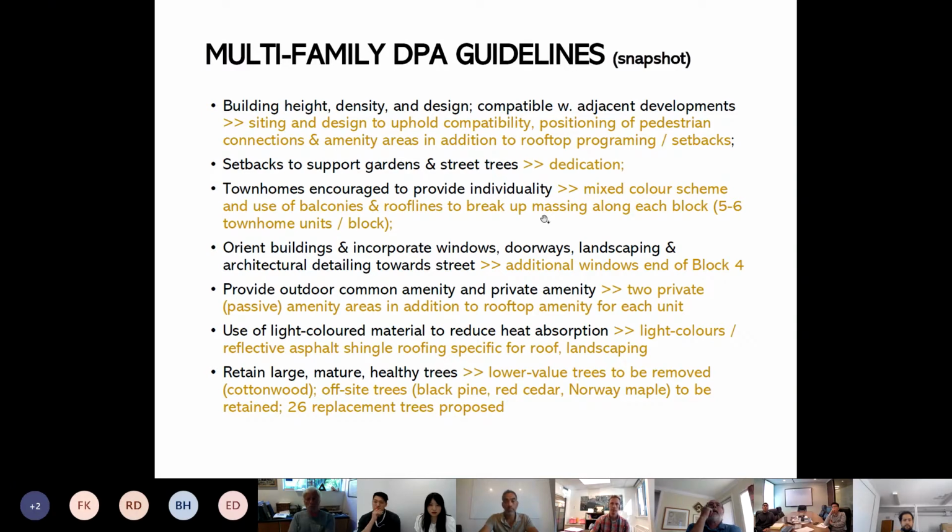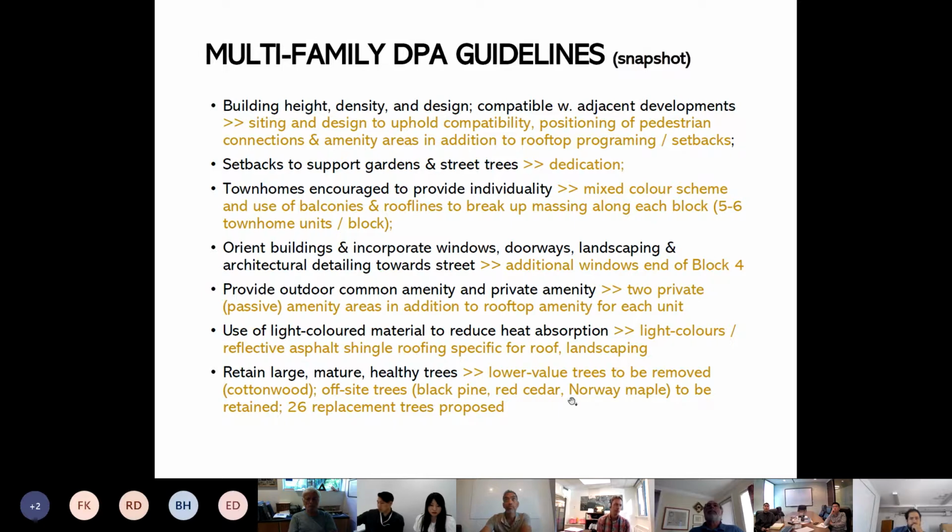The design of townhomes is encouraged by the guidelines to have individuality. We look for the panel's feedback on that component, but they have introduced a mixed color scheme, the use of balconies on the front, in particular along Stayte Road, and roof lines to break up massing along each block. The guidelines point to not wanting townhome blocks that are more than 5 or 6 units per block, which they've respected. Buildings should be oriented, and windows, doorways, landscaping and architectural details incorporated, towards the street. There are some additional windows at the end of block number 4, the northern block of townhome units, to again try to satisfy that design objective. As I mentioned, they've provided outdoor common amenity.